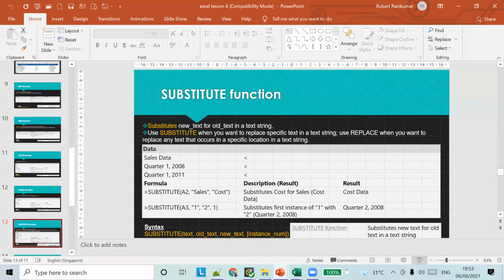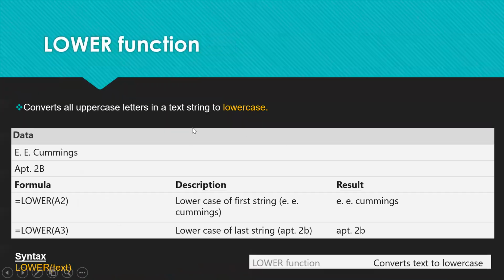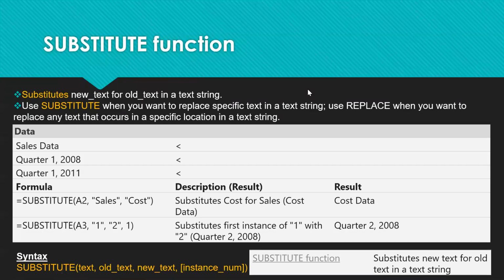So similarly, there is something called substitute. The substitute function substitutes the text for another text. It's going to find a text in a string and change it to some other string. When you want to replace specific text in a text string, use substitute. Use replace when you want to replace any text that occurs in a specific location in the string.